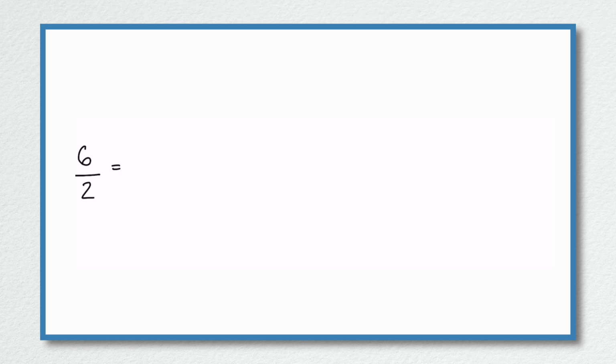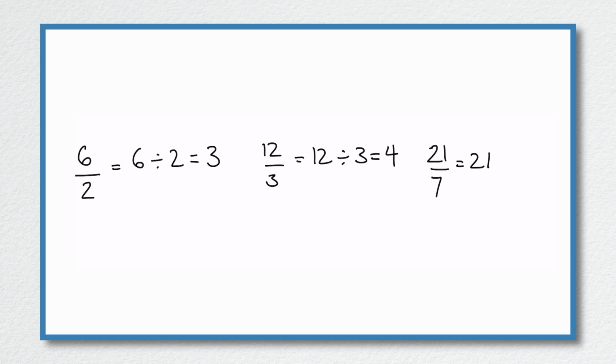Well, you should be familiar with the idea of dividing the numerator by the denominator to find the decimal equivalent. Well, 6 divided by 2 is equal to 3. So 6 over 2 is actually equal to 3. If we have 12 thirds, well, this is going to equal 4 because 12 divided by 3 is equal to 4. And if we had 21 over 7, well, the answer again is going to be 3 because 21 divided by 7 is equal to 3.